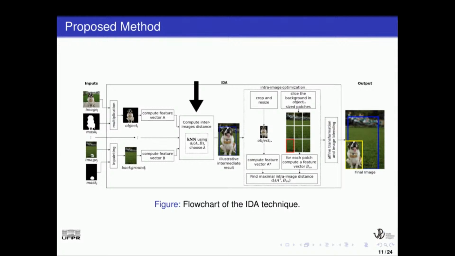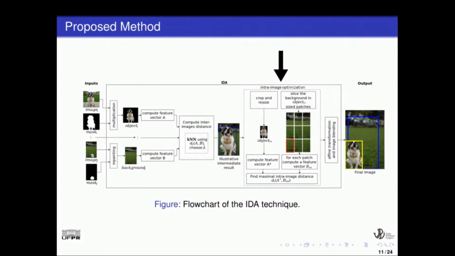In this particular case, we use the cosine similarity distance. After computing the KNN, a foreground only and a background only produces an intermediate result. This result is then cropped and resized, and an image optimization is then performed to find the maximal intra-image distance.